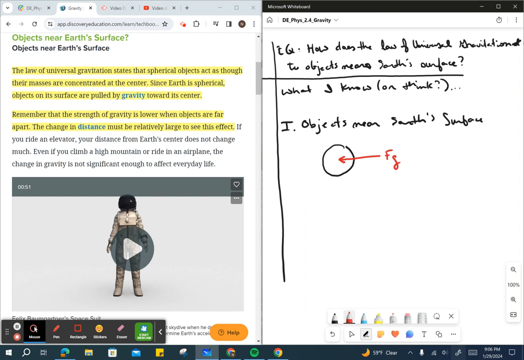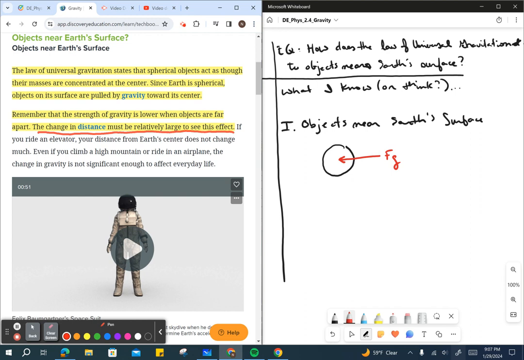Since Earth is approximately spherical, I don't want to say it's a perfect sphere, objects on its surface are pulled by gravity towards the center. Remember that the strength of gravity is lower when objects are far apart. The change in distance, this is important here. The change in distance must be relatively large to see any appreciable effect.